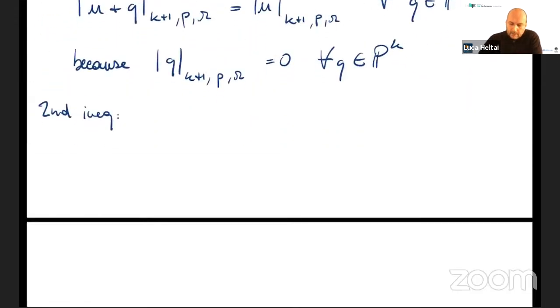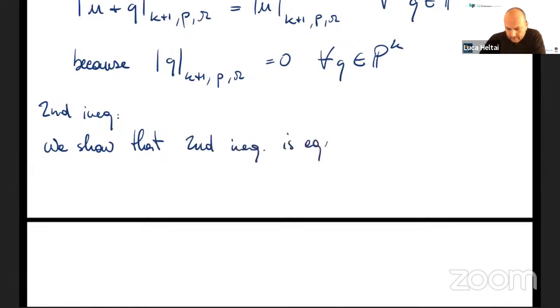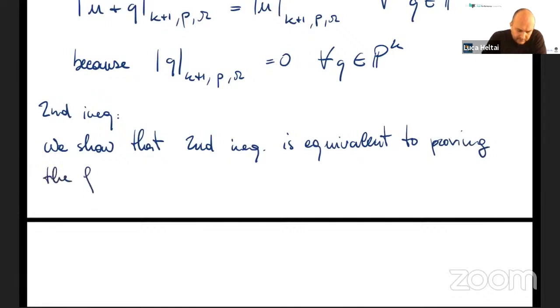So to prove the second inequality, one uses the following trick. We show that the second inequality is equivalent to proving the following result.